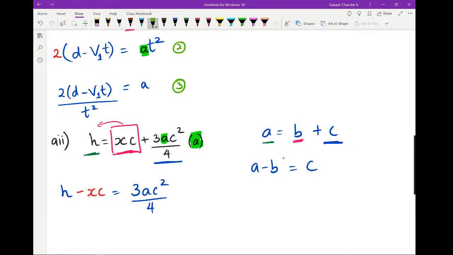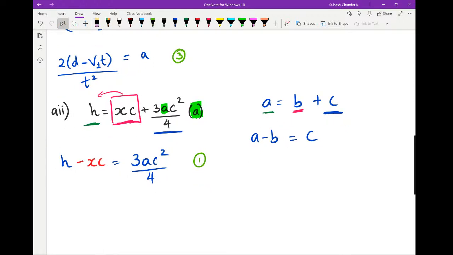Okay, so that's our first step right there that we've just done. We've just got rid of that xc because it doesn't have any a at all, and we're trying to isolate a by itself. Then our next step is to get rid of the 4. So if we want to get rid of the 4, we've got to cross multiply it across. So this is going to end up looking like this, because the 4, when it is cross multiplied, you're going to end up with 4 multiplied by h minus xc, and that's equal to 3ac squared.